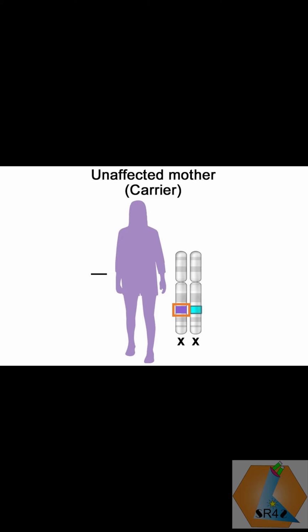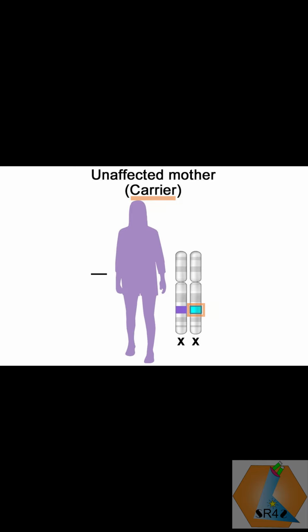So she is not expressing it, and she probably doesn't even know she has this disorder unless she has a family history, which Aiden alluded to in his question. If she had a family history, then she would probably undergo some genetic testing in order to determine whether she is a carrier for that gene or not.